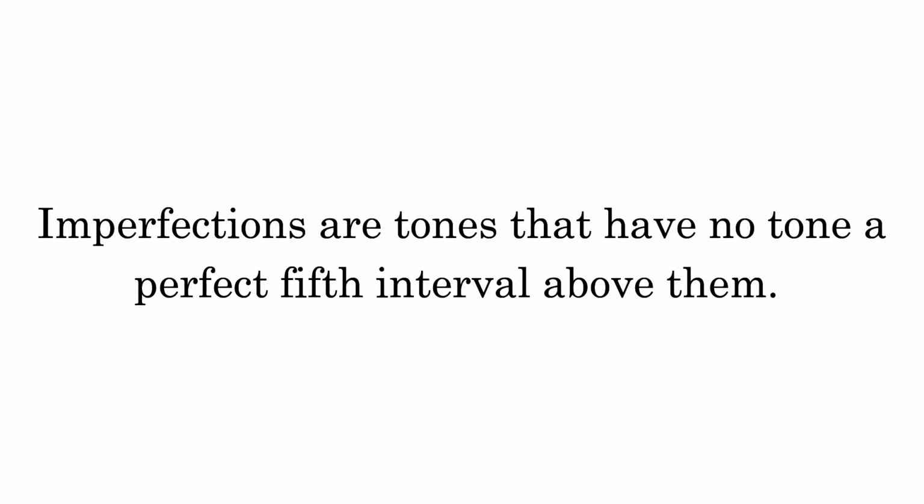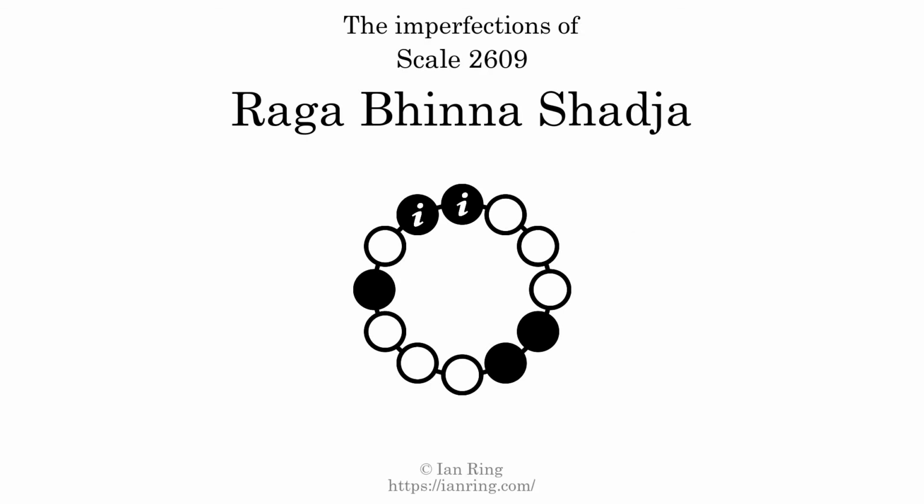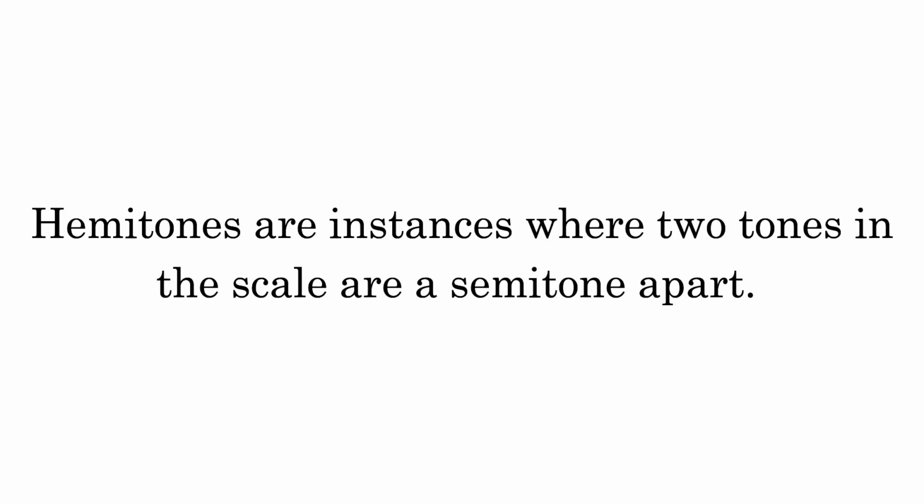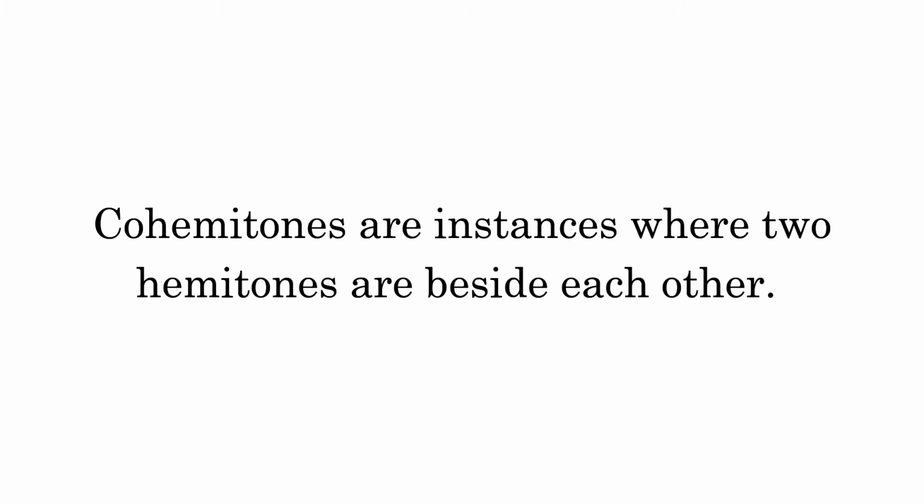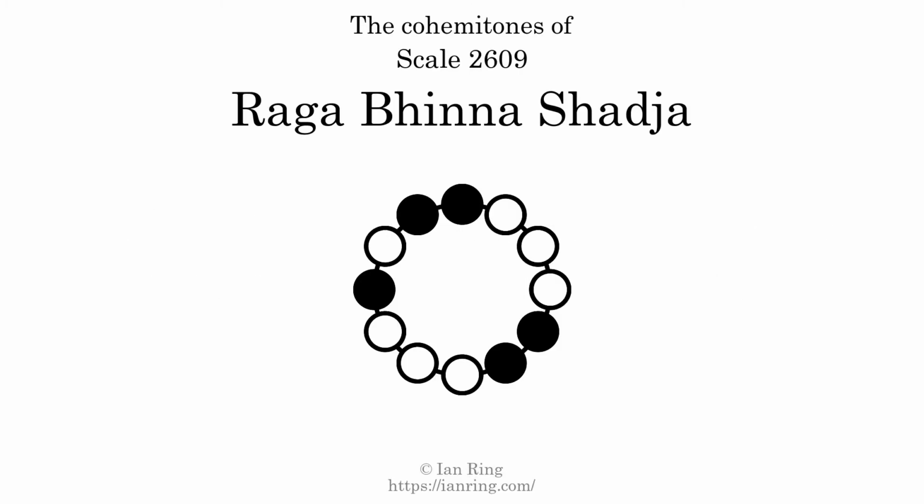Imperfections are tones that have no tone a perfect fifth interval above them. This scale has 2 imperfections. They are at positions here and here. Hemitones are instances where 2 tones in the scale are a semitone apart. This scale has 2 hemitones. They are at positions here and here. Cohemitones are instances where 2 hemitones are beside each other. This scale has no cohemitones.